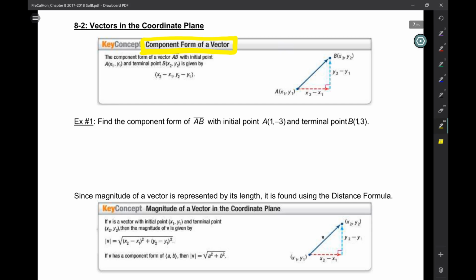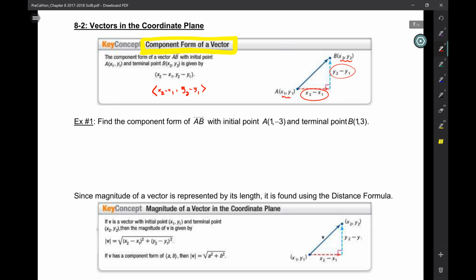Suppose you're given the initial point of the vector in coordinates, and you're given the terminal point of the vector in coordinates. Initial point, terminal point. You can express the vector in coordinate form by subtracting x2 minus x1 and y2 minus y1, but then you have to put them in these brackets. So it's x2 minus x1, comma, y2 minus y1, in brackets. They've got to be in those brackets.